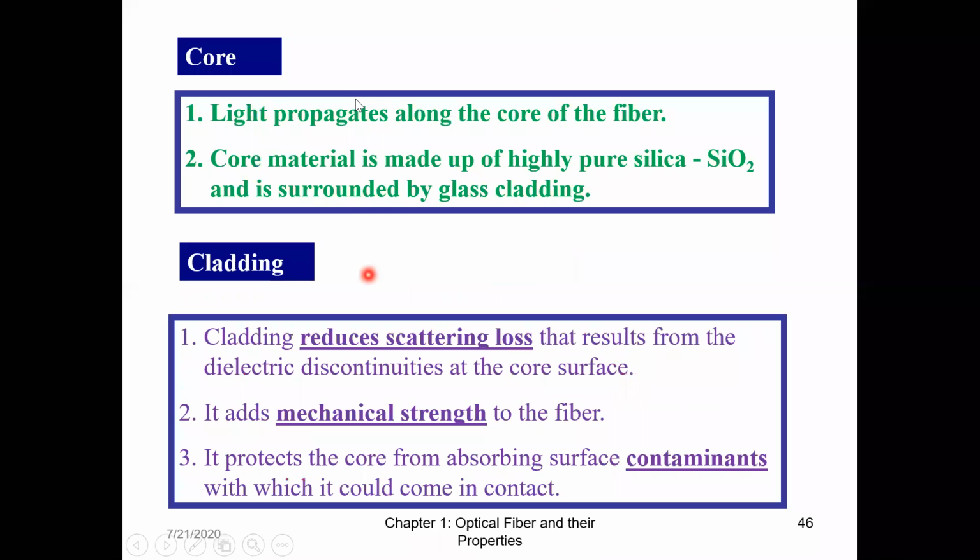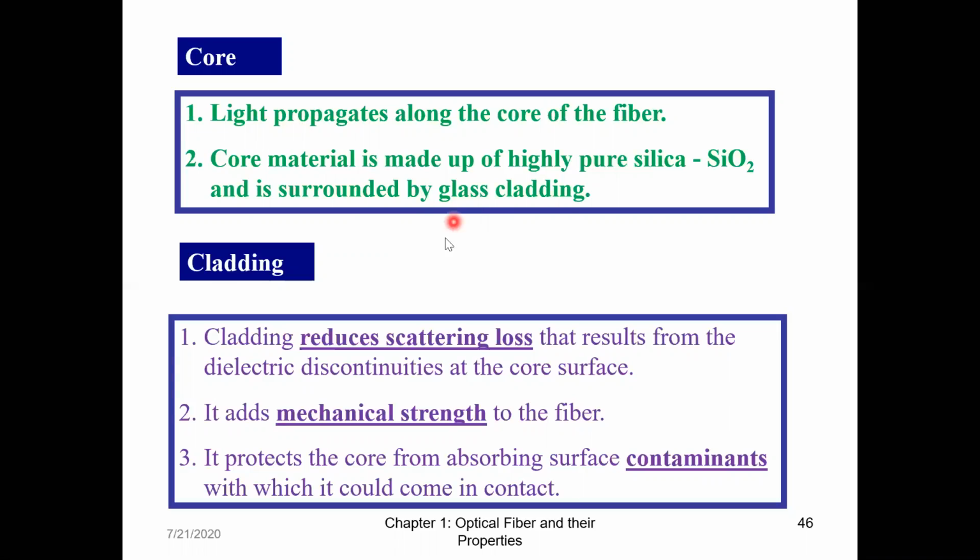What is the function of the core? Light propagates along the core of the fiber. Students, please write down the keywords. The core material is made of highly pure silica, that is SiO2, and it has to be surrounded by a glass cladding. Nothing more about the core: it has to be made of a pure material, silica. The light propagates through the core and the core is surrounded by a glass cladding.